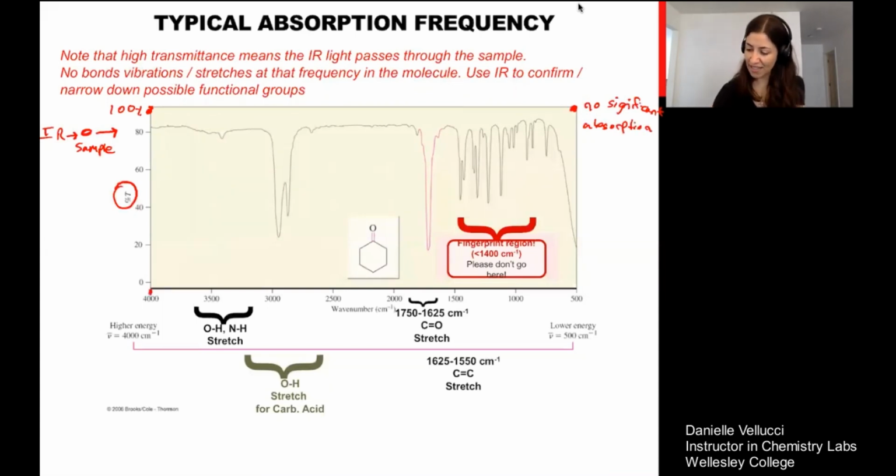Along the x-axis, in wave numbers, we report the frequency corresponding to the different wavelengths of infrared light. Okay, so this is the frequency that we're looking at at that point. So the instrument is able to scan the entire infrared region. So it will irradiate your sample with each individual wavelength of light within the IR region.